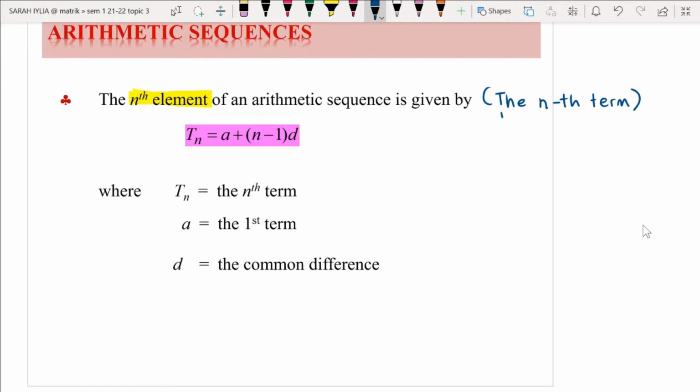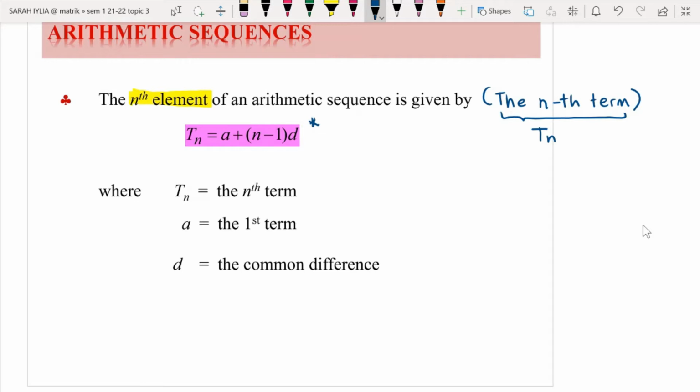So, kalau awak nampak je perkataan the nth term, automatically they ask for Tn. So, our formula Tn here is a plus (n minus 1)d. This is a fixed formula. Even kalau nanti masa exam, dia akan bagi formula ni. Fix kat situ, takkan berubah.